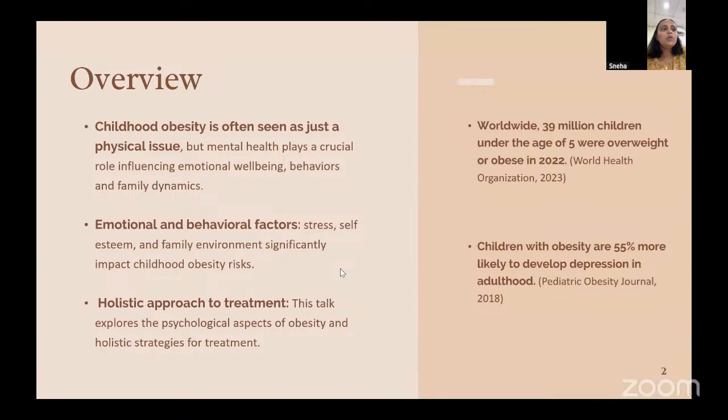There are a lot of emotional and behavioral factors like stress, self-esteem, and family environment, which should not be neglected here. We have to take care of all these factors when it comes to mental health and also social well-being. So the best thing to do here is a holistic approach to the treatment, so that we address all the issues that the child is going through. Next slide, ma'am.